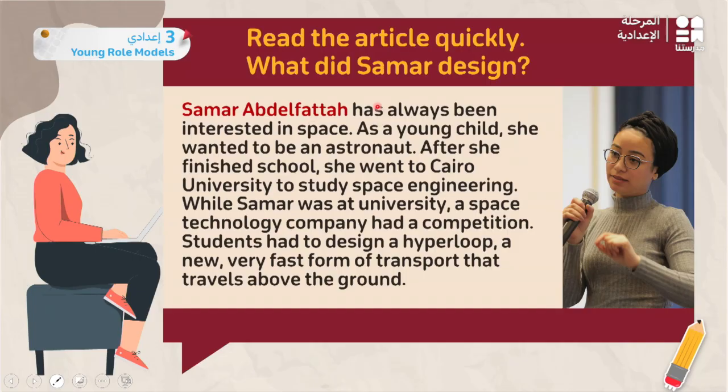Samar Abdel Fattah has always been interested in space. Of course, I have the use of the present perfect: has been interested in space. يعني عندها شغف ناحية الفضاء. As a young child, how did this start? ازاي الشغف ده بدأ؟ هنشوف القصة. As a young child, she wanted to be an astronaut.